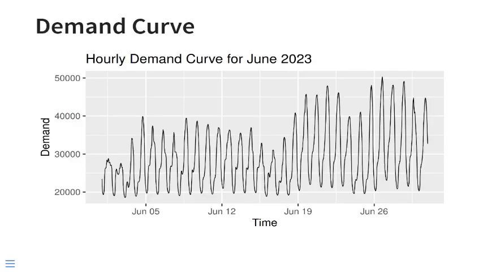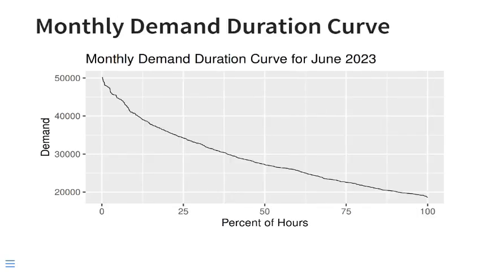Here's a monthly demand curve. This is the one we've been looking at, June 2023. You can see that it's ordered by time as we go across the x-axis. Each peak in June typically represents the evening hour in our area where this is taken. Air conditioners are going more often, and so there's more demand. This is the monthly demand duration curve for June 2023, and you can see it's very different. Along the x-axis, what you have is percent of hours in the month. So what we've done is reorder the hours by their demand, and so it's going to be a decreasing curve going from the maximum demand to the minimum demand in that month.